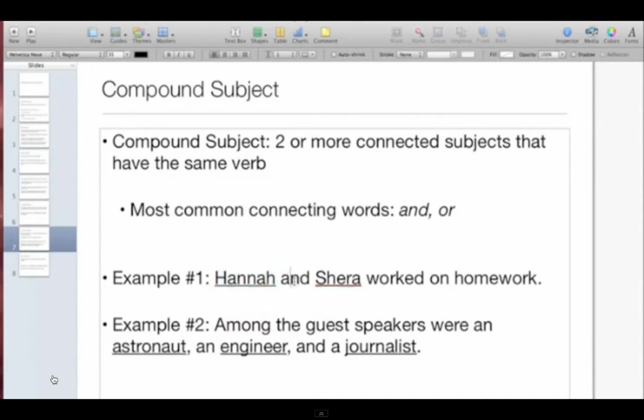Please note, I am not underlining and. And is not a subject. It's just a connecting word. The compound subject is Hannah and Shara.